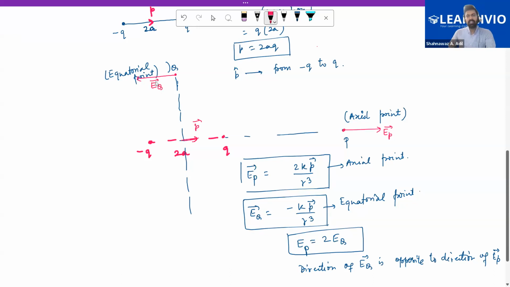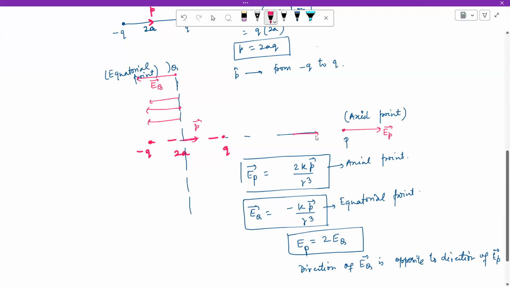So these are the points that we have to remember. The axial point will have the same direction, the equatorial point will have the opposite direction. If you calculate the electric field here, it would be in this direction, at this point in this direction, and at this point in this direction. But if we are at the axial point, somewhere here, it would be in this direction. Clear?